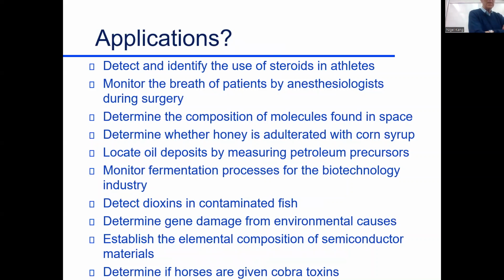This is just a list of some of the applications for mass spectrometry. So these are very specific, such as identify the use of steroids in athletes. Okay, so checking on whether drugs are being used. Monitor the breath of patients by anesthesiologists during surgery. You see a little mass spectrometer sitting next to you as you're taking a nap, checking your blood component, I'm sorry, breath components. Determine composition of molecules found in space. You mentioned whether honey is adulterated with corn syrup. Locate oil deposits by measuring petroleum precursors.